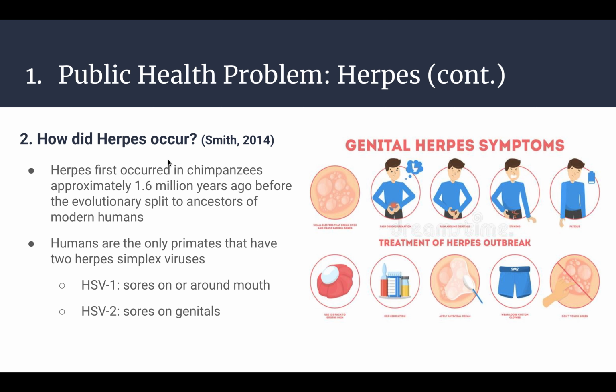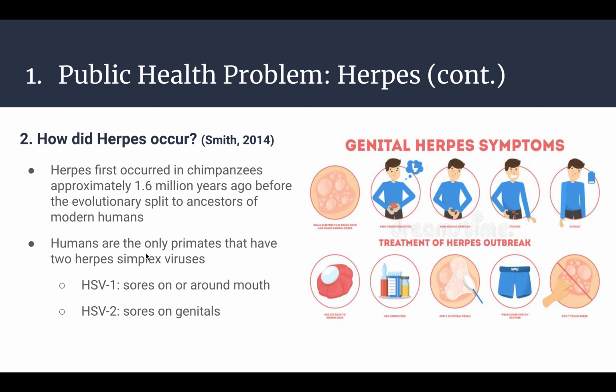Herpes initially occurred approximately 1.6 million years ago in chimpanzees, before the evolutionary split to ancestors of the modern humans. Fun fact, a study suggests that the chimpanzee disease of herpes was spread because a human man had eaten chimpanzee meat, like flesh. So that's how herpes spread to the human race.